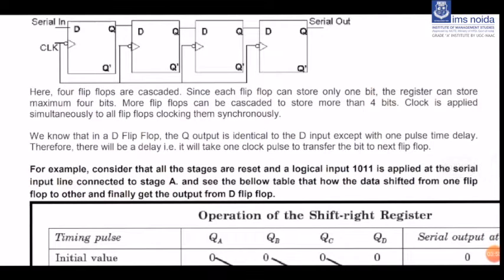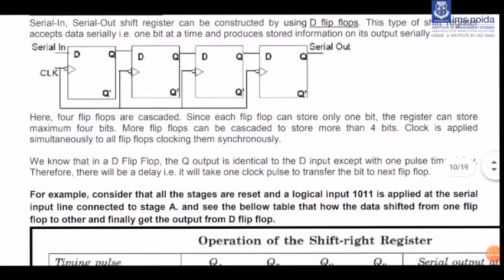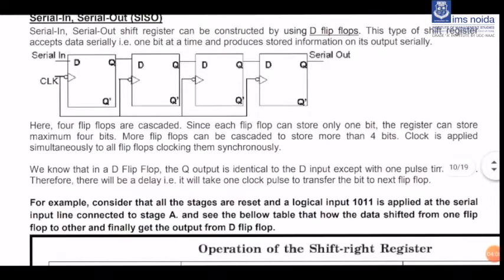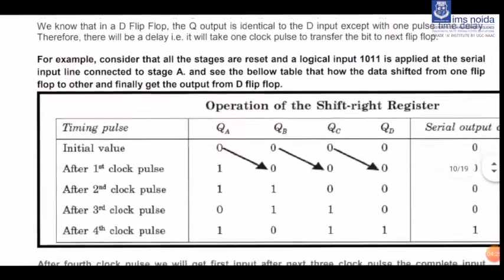Okay, so here four flip-flops are cascaded, and each one is storing one bit and sending it to the next. So we have a D flip-flop, and Q is the output, which is identical to the D input except for one pulse time delay. That is the property of the D flip-flop, the delay flip-flop. That means it will take one clock pulse to transfer the bit to the next flip-flop.